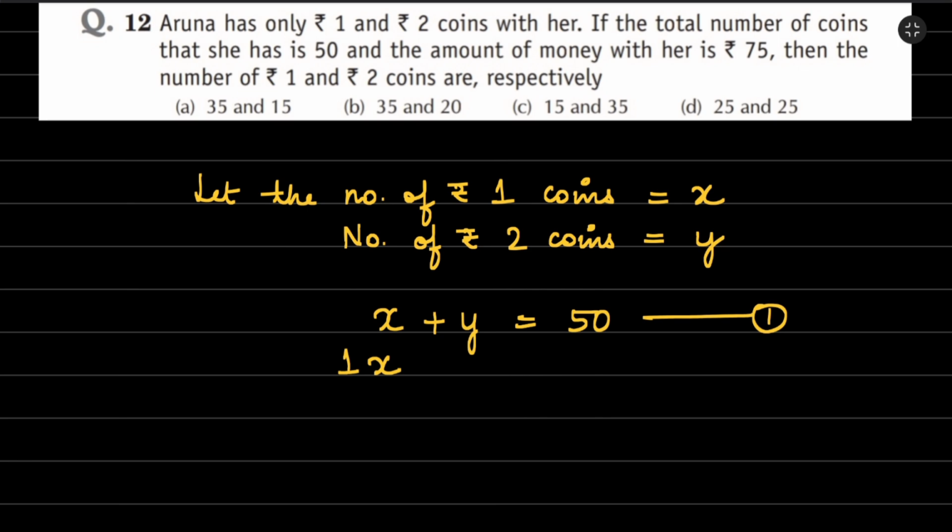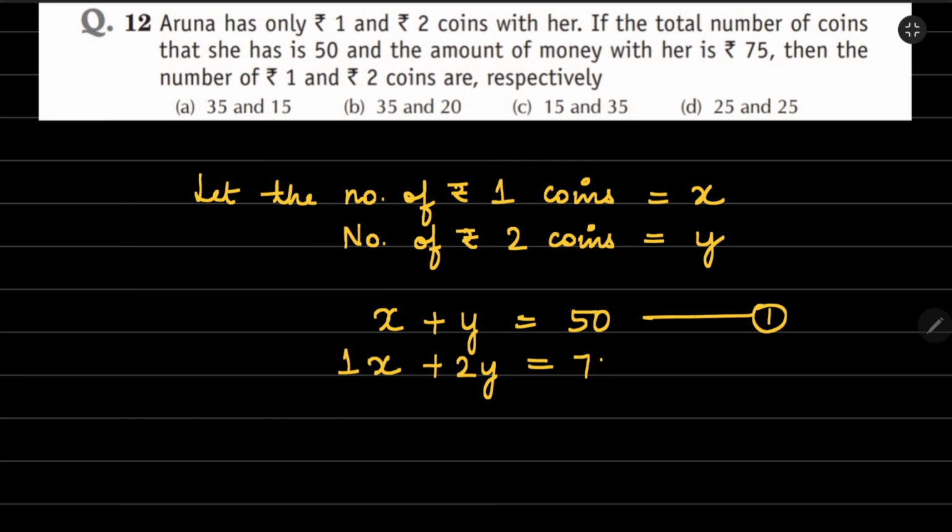Suppose the number of 2 rupee coins is 20, then 2 into 20, the total value will be 40 rupees. So what are you doing here? Each coin value multiplied by the number of coins. So 1 into x will be giving you the total amount of money equivalent to those 1 rupee coins, plus 2 times y. This will be giving you the total amount of money.